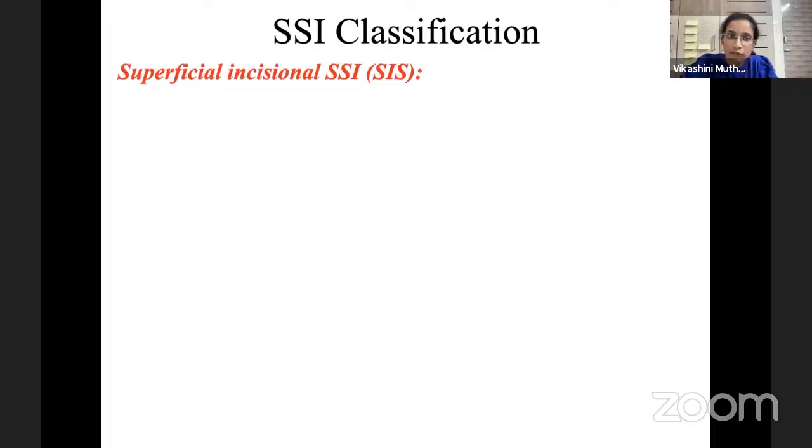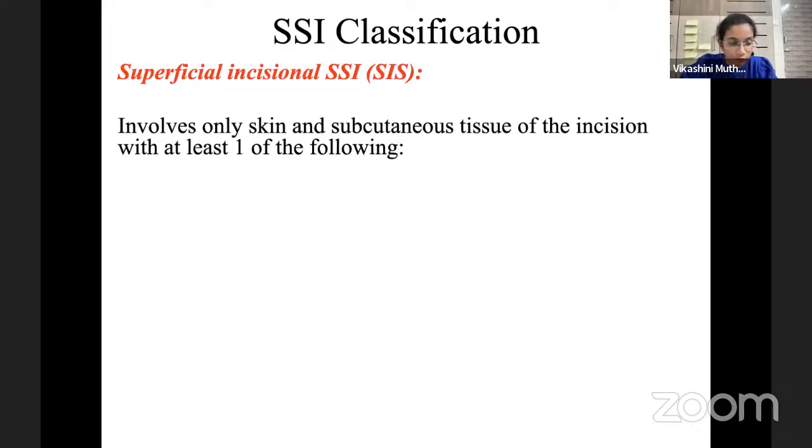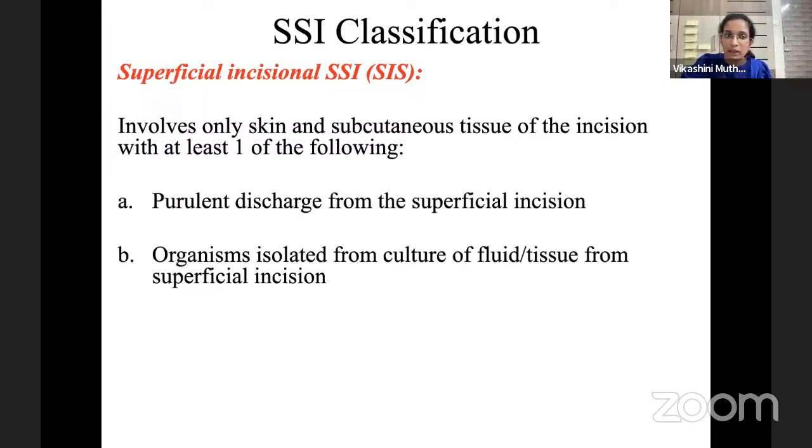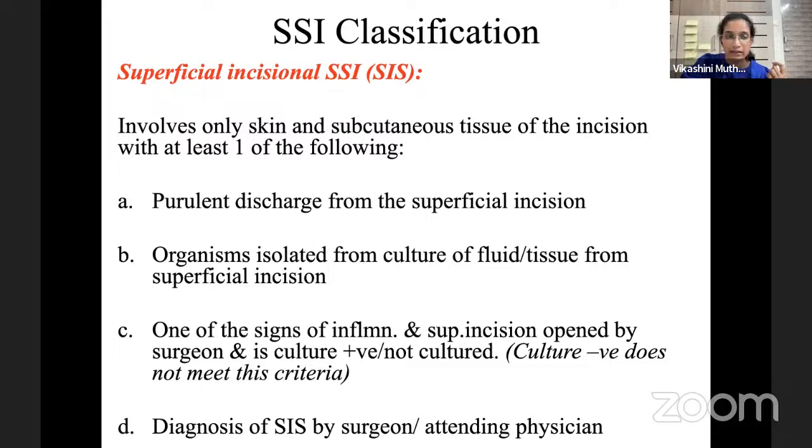So the first is superficial incisional SSI. Here it involves only the skin and subcutaneous tissue with one of the four following criteria. One of the four criteria, okay? The first one is there should be a pus discharge from superficial incision, and also you should be able to isolate organisms from the culture of either the fluid or tissue that you have retrieved from the superficial incision. And this is the second criteria.